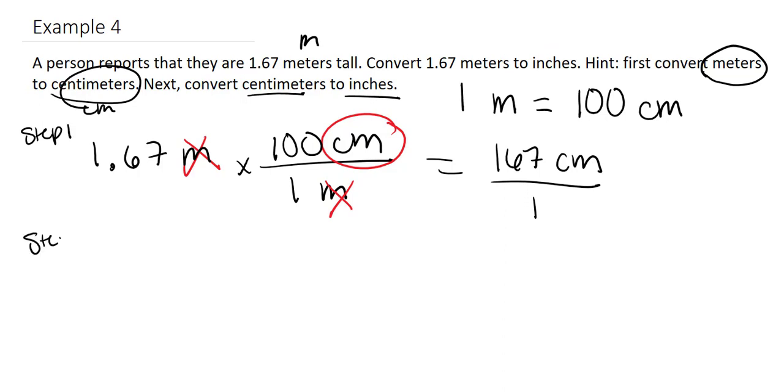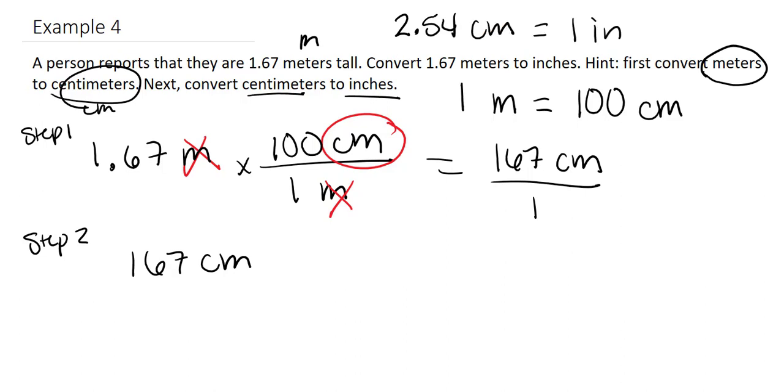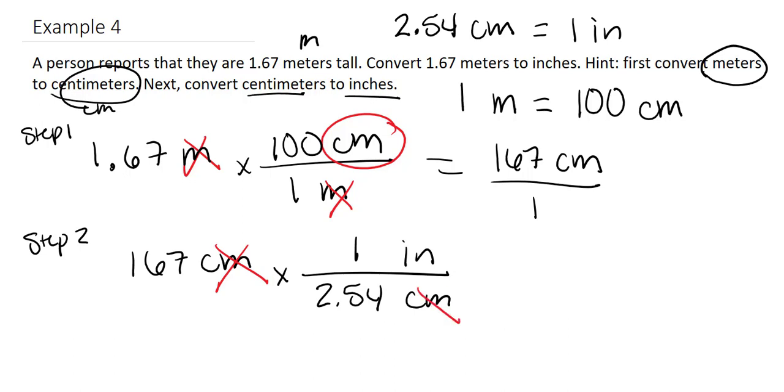So step 2 would be to go from 167 centimeters now to inches. So what's our relationship again between centimeters and inches? Well, 2.54 centimeters is equal to 1 inch. So let's go ahead and get rid of centimeters. So we're going to put centimeters on the bottom, inches on the top. So 1 inch and 2.54. We cross out our units. We're left with inches.